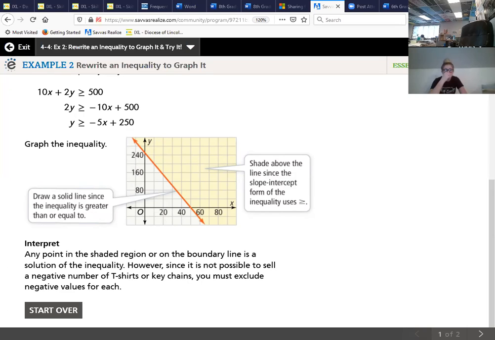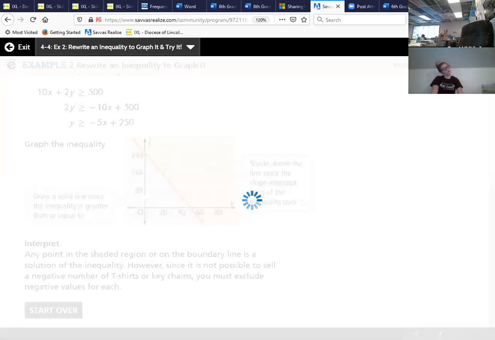There's a process for solving these, and I will send that home pretty soon. It's just a set of rules you have to follow.